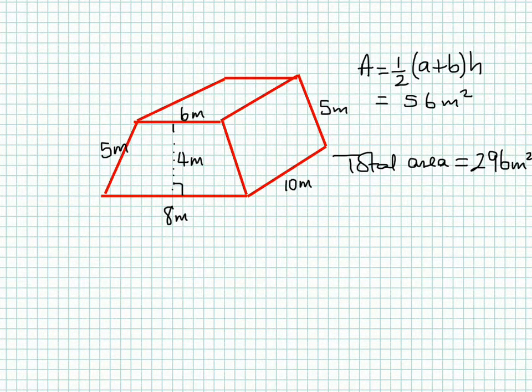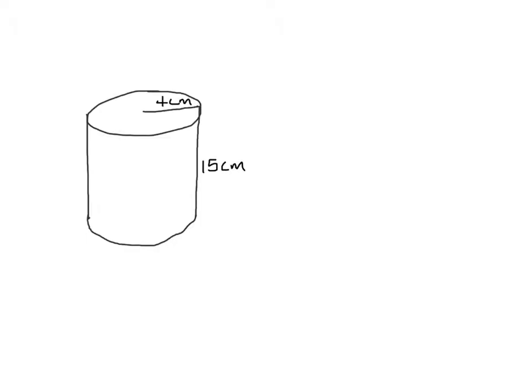Okay, by my calculation, you should get 296 square meters. See if you can get that answer yourself. And finally, what we have here is a cylinder. Now, what I'll do is just show you the quick net of the cylinder.